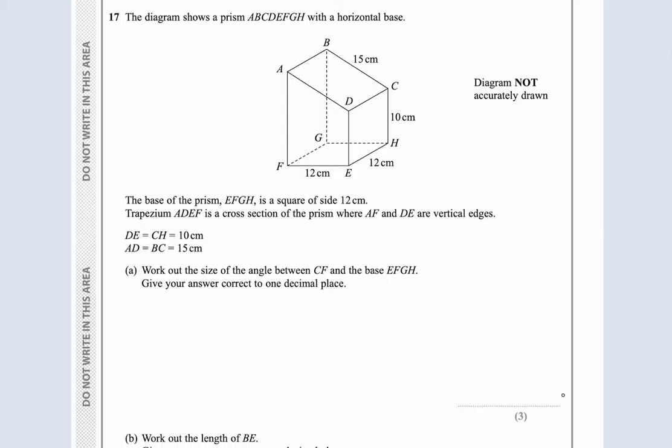Okay, we have this diagram here, and it's actually a prism. It's a trapezium prism or trapezoidal prism where the cross section is this trapezium. Anyway, we're given all this information. It says work out the size of the angle between CF and the base EFGH. So what he wants is actually this angle here. Now I'm just going to continue that triangle to here, and he wants that angle there.